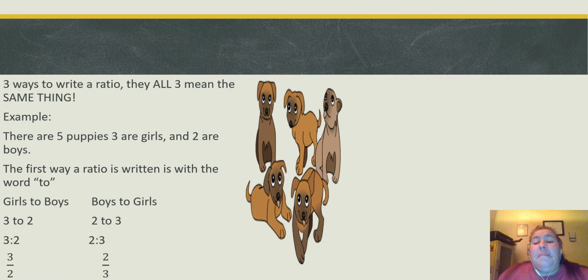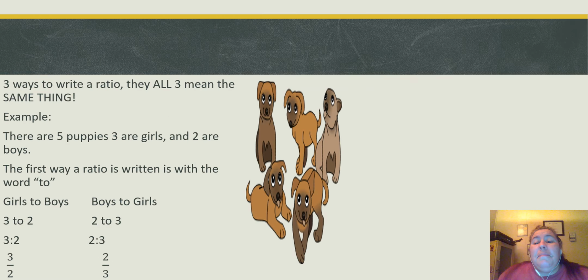We use specifically the word "to." We would say there are 3 girl puppies to 2 boy puppies. Or we would say there are 2 boy puppies to 3 girl puppies.